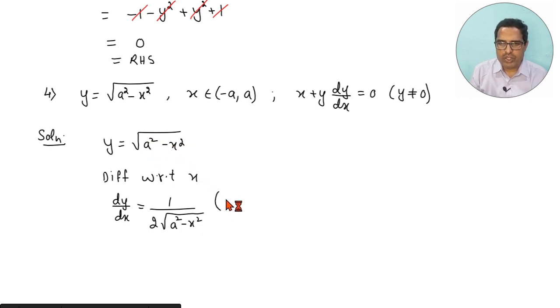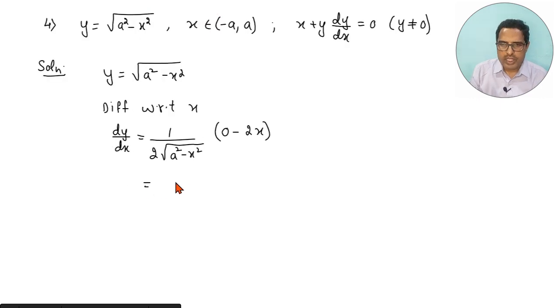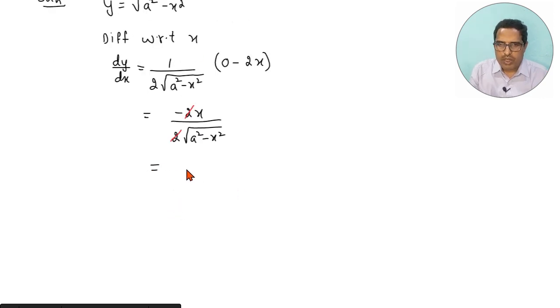A square differentiation will be 0, minus x square differentiation will be 2 times of x. Therefore, I can rewrite this as minus of 2x, ignoring this 0, divided by 2 times of root of a square minus of x square. We see that this 2 and 2 will get cancelled. We are left out with minus x divided by root of a square minus of x square.